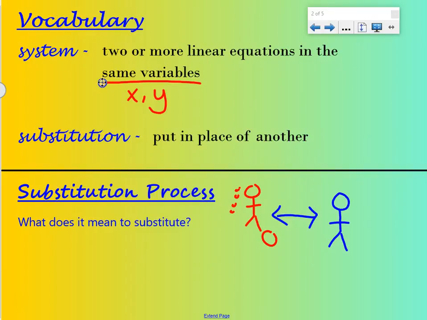Another way to think of it is a substitute teacher. When I'm absent, there's someone who comes into my place. I'm not there with the substitute, but the substitute is there in my place. So something replaces the other thing.